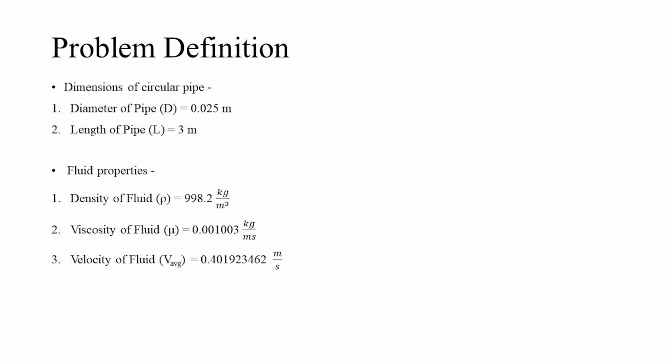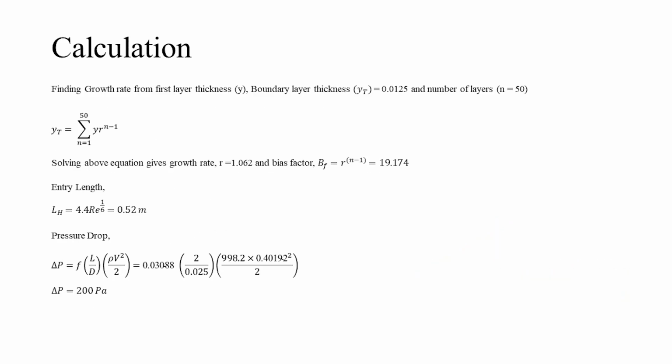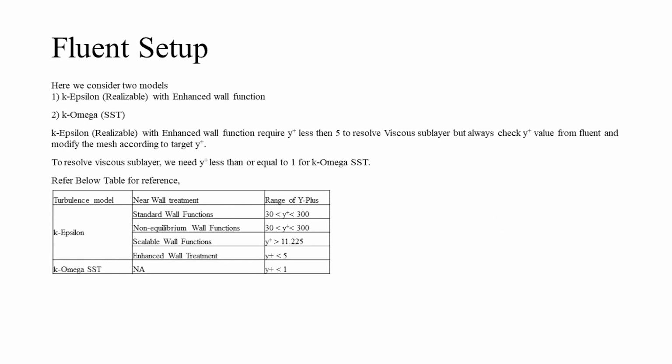Here is the problem in which we consider flow in a circular pipe at a Reynolds number equal to 10,000. Following is the calculation required to find the first layer thickness, growth rate, and bias factor. In turbulent flow, Y plus is an important parameter to consider. It defines how small the mesh size needs to be to accurately capture the gradient near the wall.